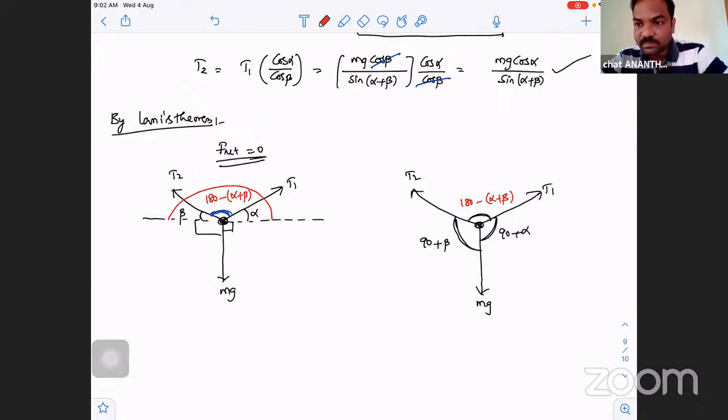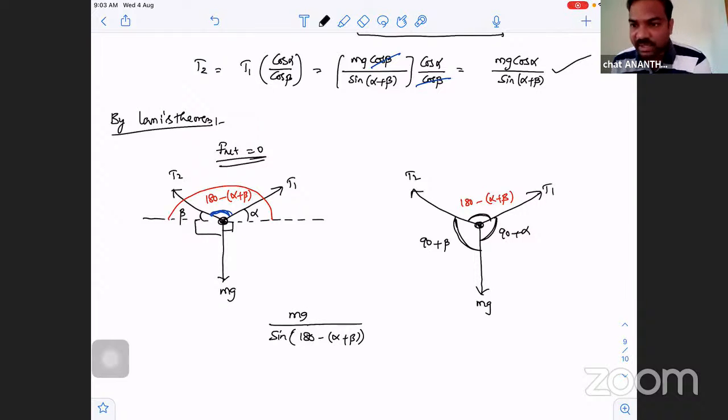Understood? Now what is Lami's theorem saying? See, don't just remember Lami's theorem as f1 by sin alpha is equal to f2 by sin beta is equal to f3 by sin gamma. That is only for understanding purposes. How to remember Lami's theorem? Take a vector magnitude, let us say mg, by the sine of the angle between the other two vectors. So mg by sine of the angle between T1 and T2. What is the angle between T1 and T2? 180 minus alpha plus beta. All of you okay with this?